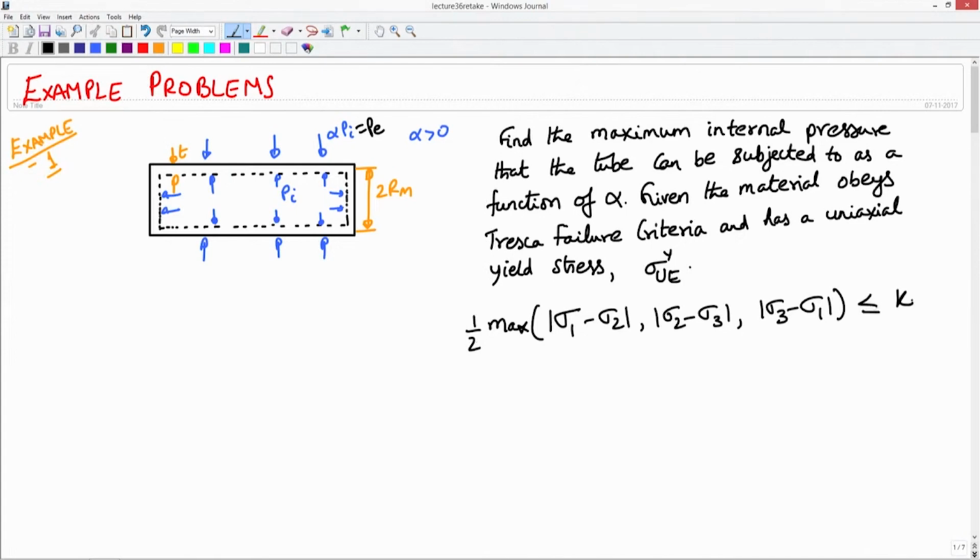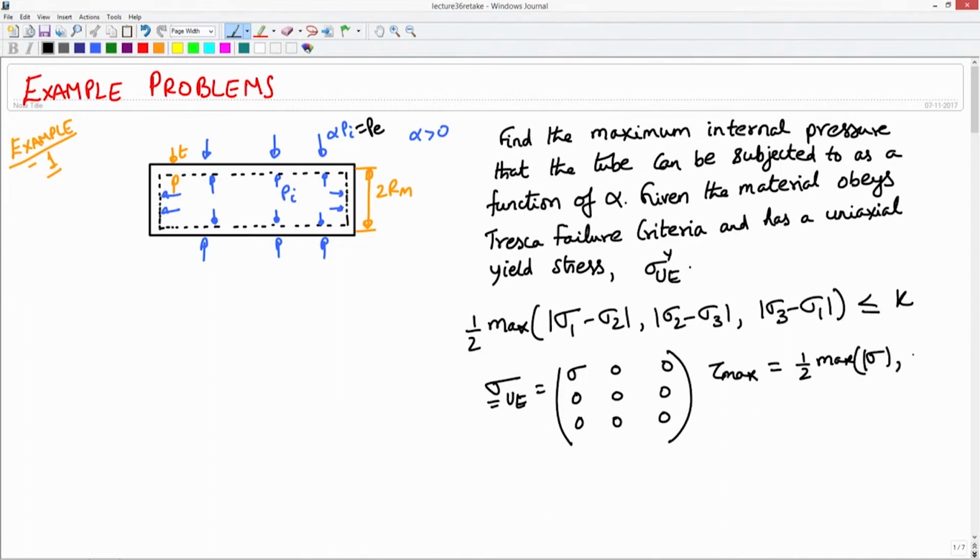should be less than or equal to kappa. And we know that for a uniaxial state of stress, sigma can be written in this form, with all other entries 0. Now, tau max, the maximum shear stress for this uniaxial state of stress, is one half of the maximum of the absolute value of sigma and 0, which will be sigma by 2. And you know that the maximum stress that it can take in uniaxial is sigma_yue, and hence kappa has to be sigma_yue by 2, because that is the stress at which the uniaxial state of stress begins to yield. So, kappa has to be this.